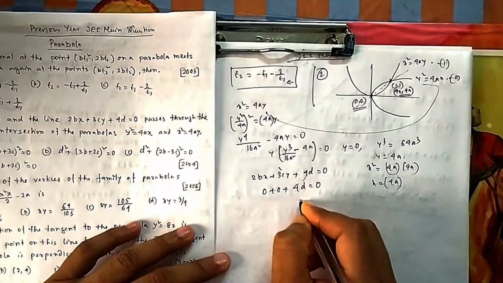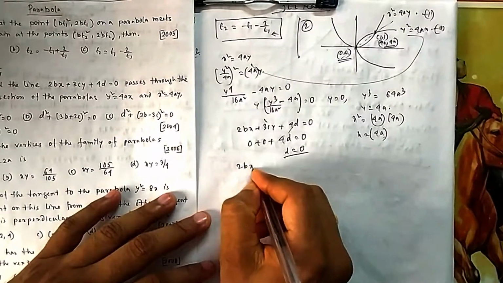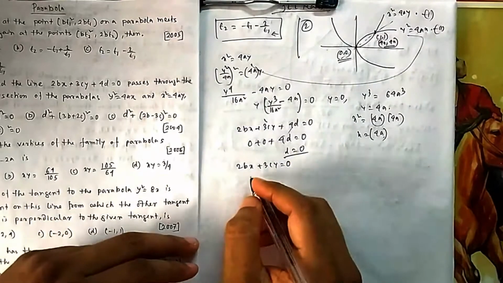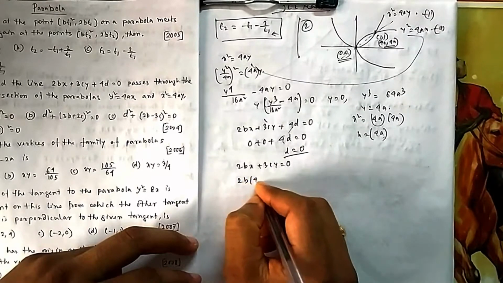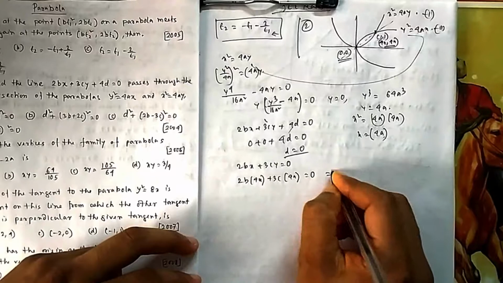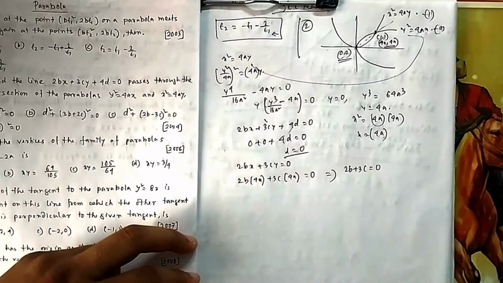I told you, anything passing through the origin will have no constant term. So d is 0, and the equation is 2bx plus 3cy is equal to 0. Now it is passing through (4a, 4a). So if you put in 4a, then 2b into 4a plus 3c into 4a is equal to 0. If you take 4a common, then 2b plus 3c is equal to 0. You can divide by 4a because 4a is not equal to 0.